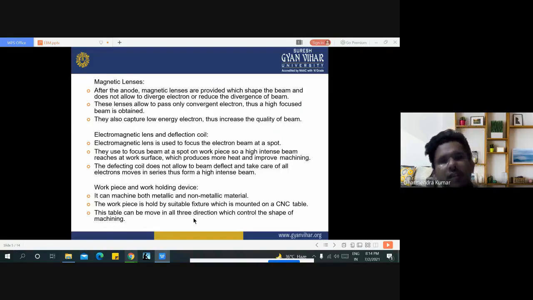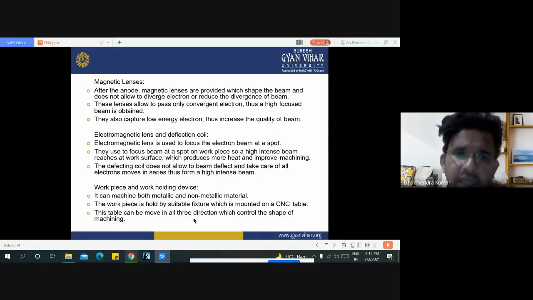Now the function of the electromagnetic lens and deflection coil. The electromagnetic lens is used to focus the electron beam at a spot on the workpiece, so a highly intense beam reaches the work surface, which produces more heat and improves machining. The deflecting coil does not allow the beam to deflect and takes care that all electrons move in a series, thus forming a highly intense beam.